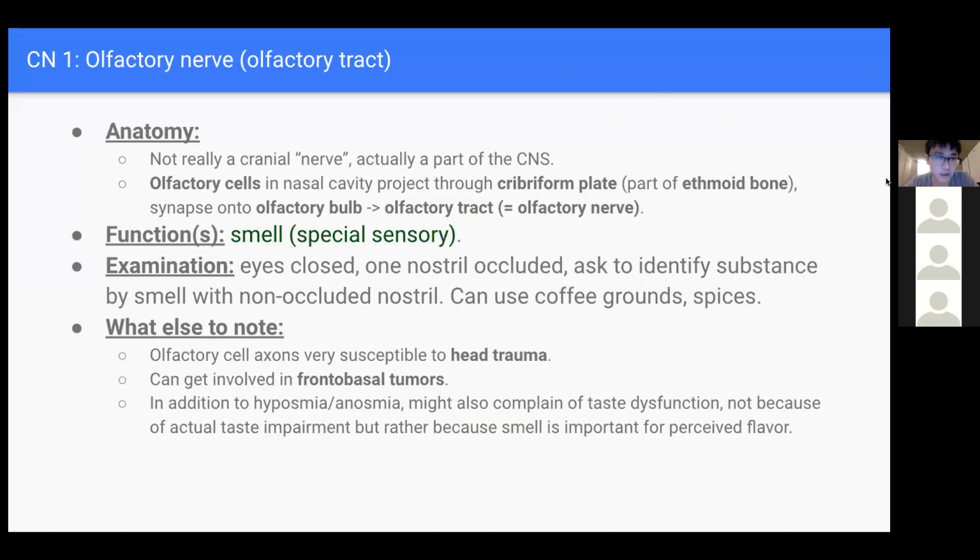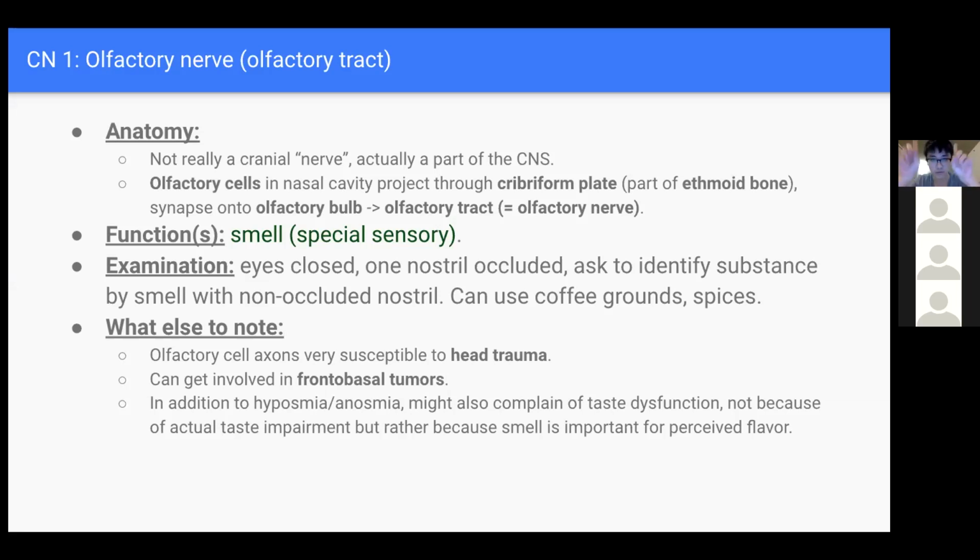The first nerve, cranial nerve 1, is the olfactory nerve. You can also call it the olfactory tract; they're synonymous. Anatomy-wise, it's not really a cranial nerve. It's actually part of the CNS. The more technical term is olfactory tract, but you can call it olfactory nerve. It's fine. If you go into your nasal cavity, at the very top you have your olfactory cells, your first-order sensory neurons. They smell the molecules, and they have axons that project through a part of your ethmoid bone called the cribriform plate, a part of the bone with a bunch of little holes.